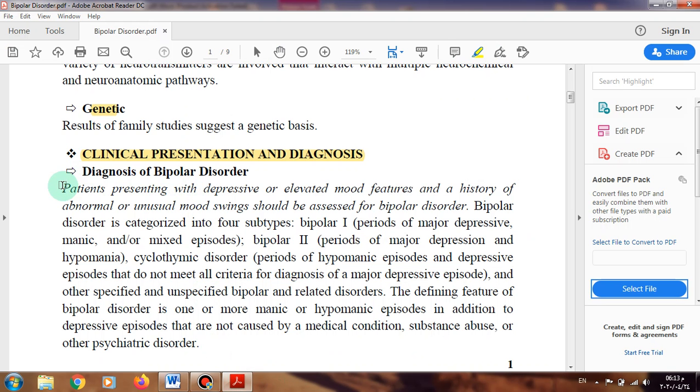So a patient presenting with depressive or elevated mood features, with a history of abnormal or unusual mood swings, should be assessed for bipolar disorder. Bipolar disorder is categorized into four main subtypes: bipolar 1, bipolar 2, cyclothymic disorder, and other specified and unspecified bipolar or related disorders.